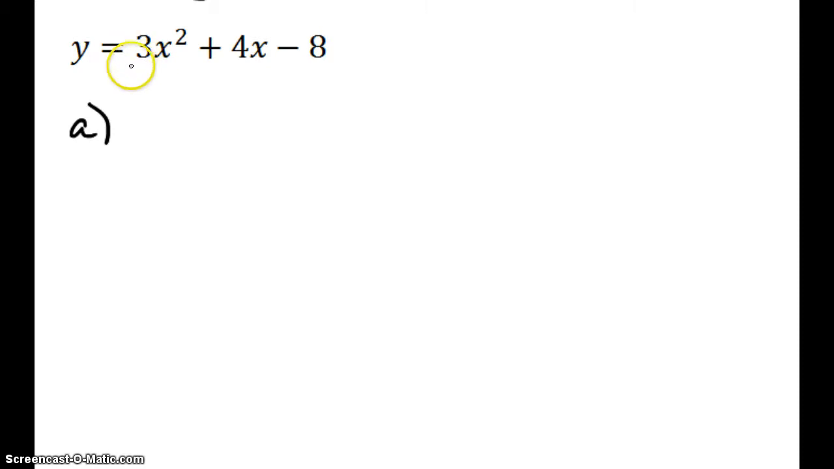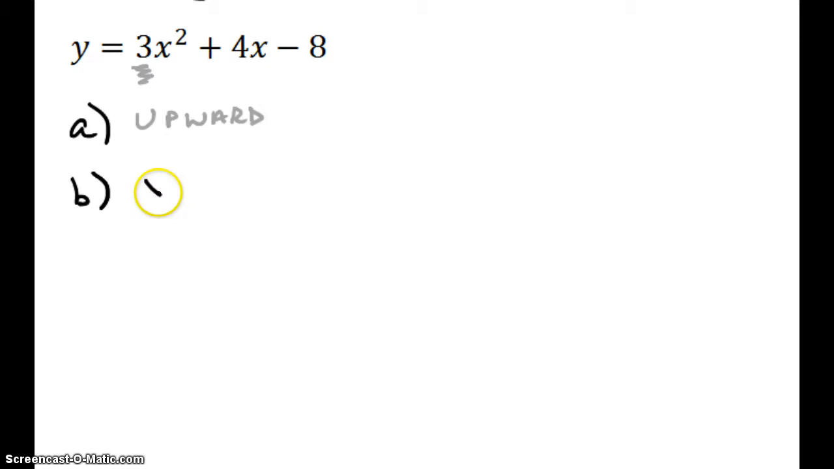Now, I look at the leading coefficient. That's the 3. That's positive. Since it's positive, I know that this is opening upward. So that's not too bad. Part B, we're supposed to find the vertex.